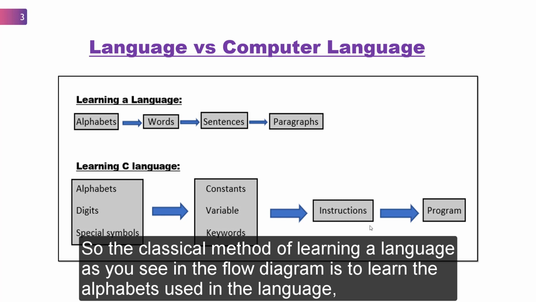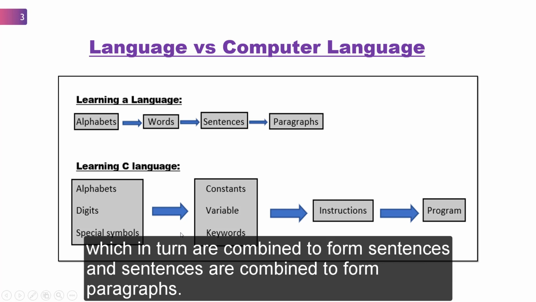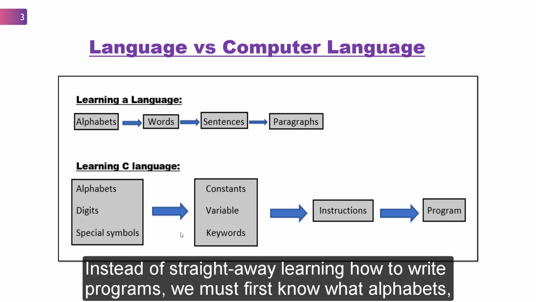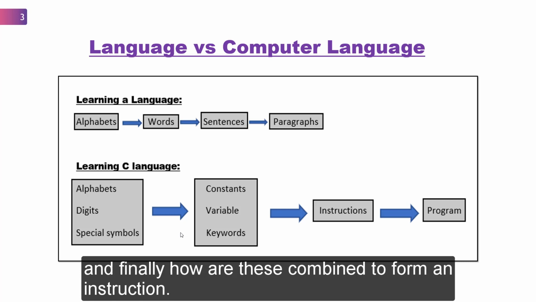So the classical method of learning a language, as you see in the flow diagram, is to learn the alphabets used in the language, then learn to combine these alphabets to form words, which in turn are combined to form sentences, and sentences are combined to form paragraphs. Learning C is similar and easier. Instead of straightaway learning how to write programs, we must know what alphabets, numbers, special symbols are used in C, then how using these, constants, variables, and keywords are constructed, and finally how these combine to form an instruction.